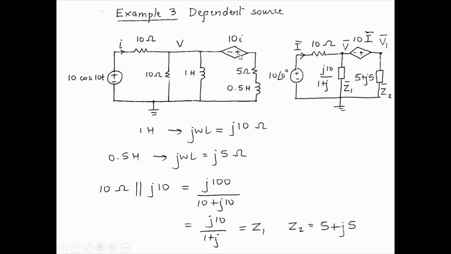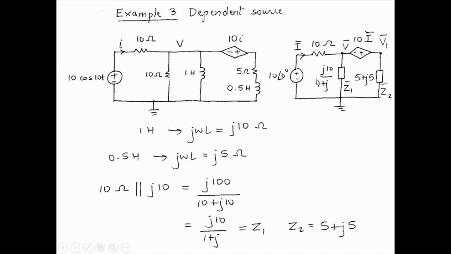So here is a dependent voltage source of value 10I, where I is the current in the 10 ohm resistor. So we'll convert this first to the phasor domain. The 1 Henry becomes j omega L equal to j10 ohms because the omega is 10, and the 0.5 Henry becomes j5 ohms, and the rest are all resistors.